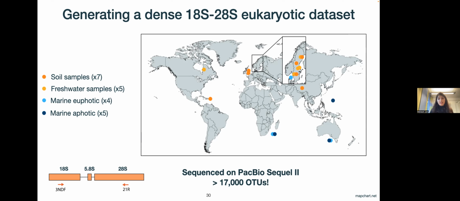And then for all of these samples, we did the same thing as before. We amplified the ribosomal DNA operon, and we sequenced it with PacBio, this time on the Sequel II platform. After processing the data, we obtained more than 17,000 OTUs, and these were annotated the same way as before using our phylogenetic method.